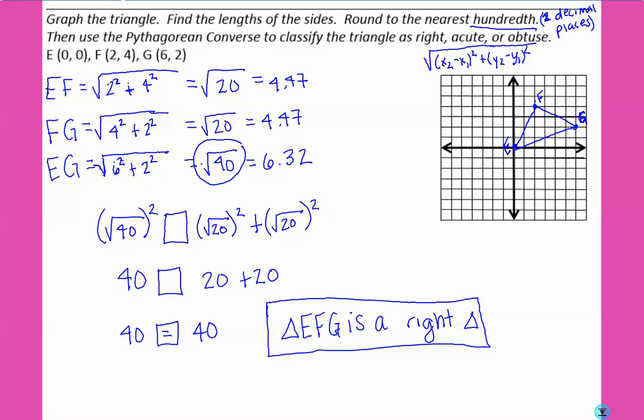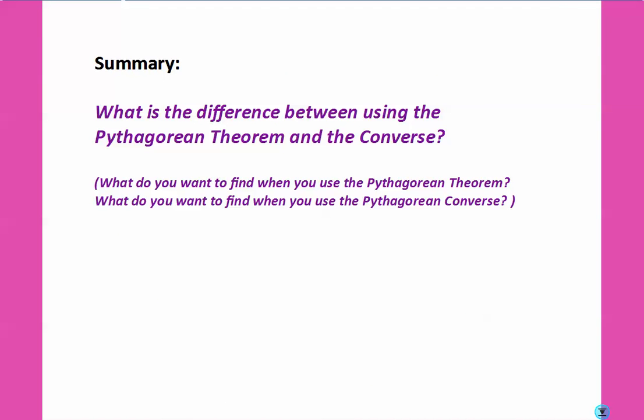For your summary, what is the difference between using the Pythagorean theorem and the converse? Meaning, what do we want to find when we use the Pythagorean theorem, and what do we want to find when we use the Pythagorean converse? That's all for today. I'll see you in class.